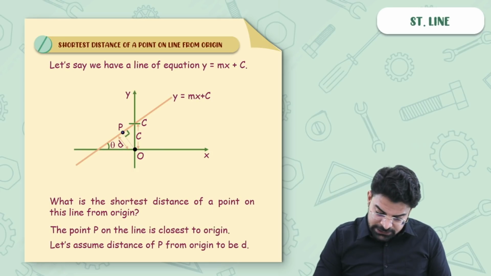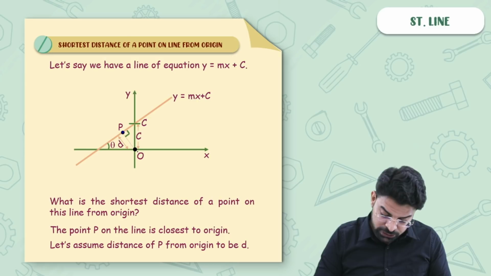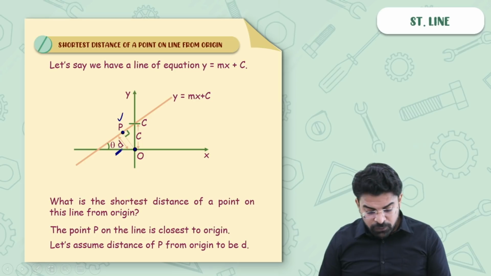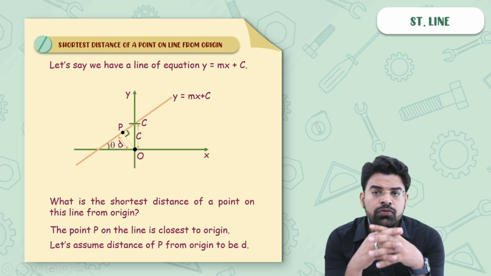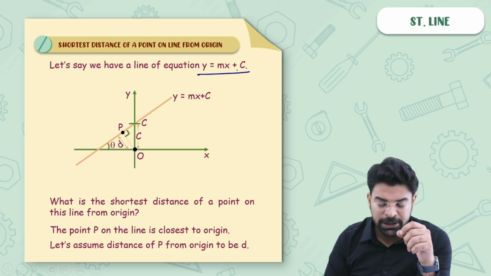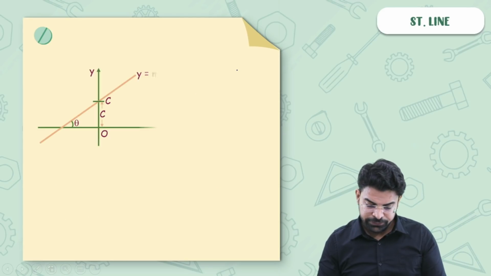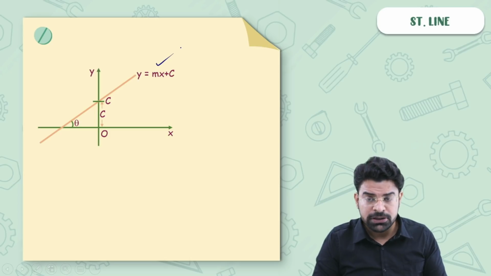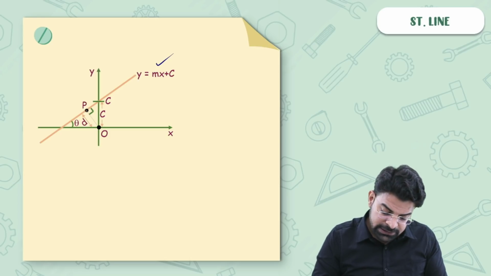Let's say there is this point P on the line which is closest to the origin, and let's say the distance of this point P from the origin is D. So what we are going to learn now is how to find this D if you have the equation of the line as y equals to mx plus c. Let's see how it's done. So let's say we have this line having equation y equals to mx plus c, and we need to find the shortest distance D.